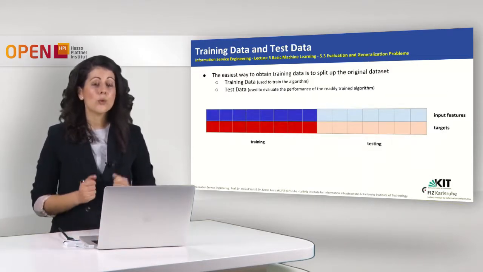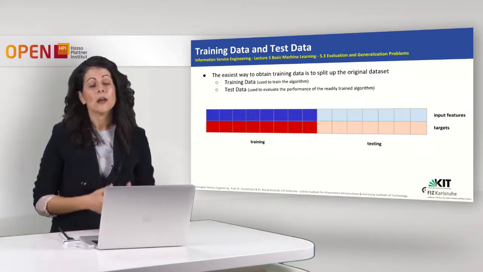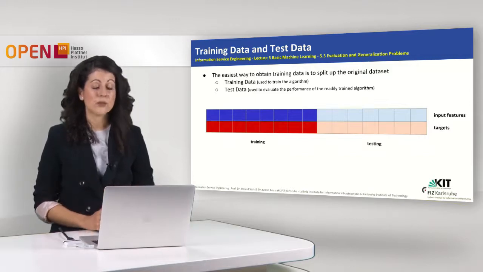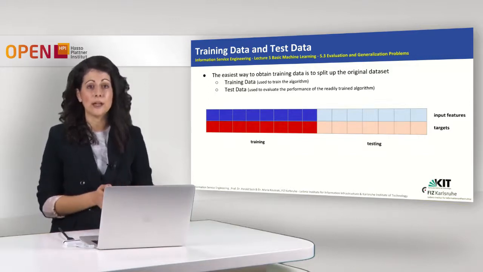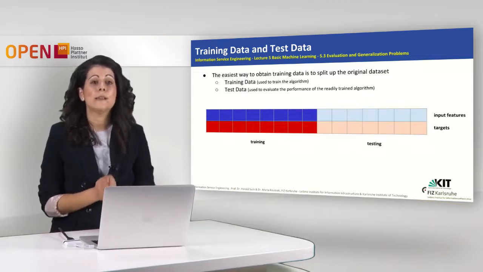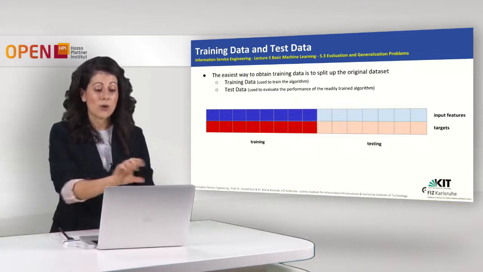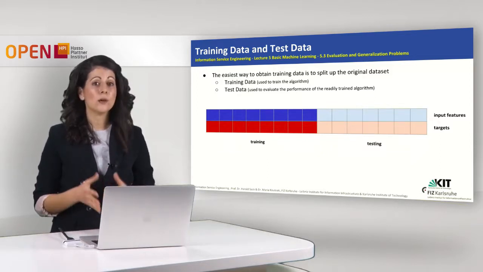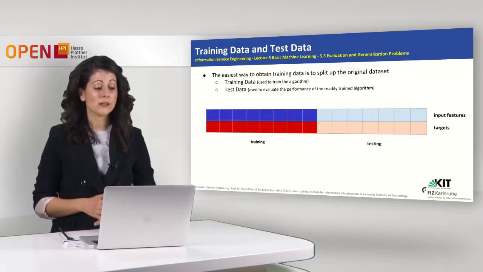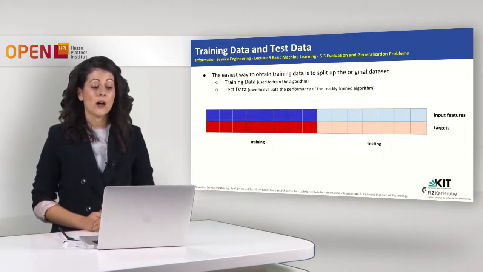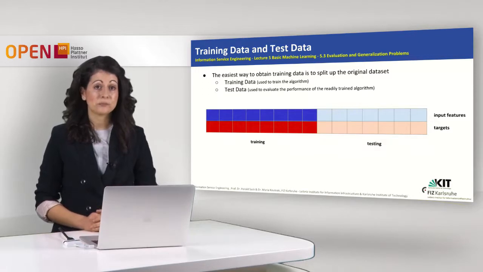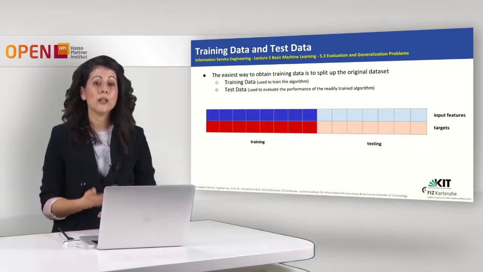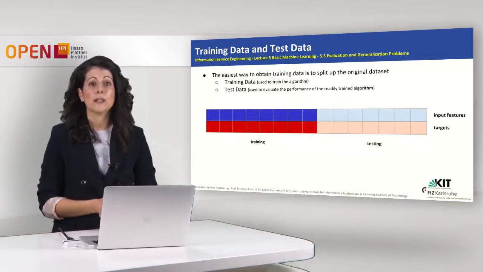But let's see now how we manage to get training data and test data, because for the moment we talk about the whole data set we have. So the easiest way here to obtain training data is to split up the original data set. Let's say that that is our whole original data set. So in order to get training and testing data, we are going to split this original data set. The first set is the training data, which is used to train the algorithm, while the second set is the test data, which is used to evaluate the performance of the already trained algorithm.